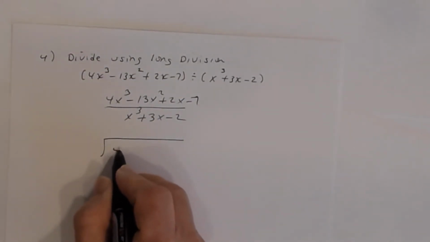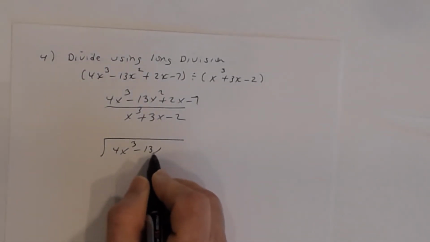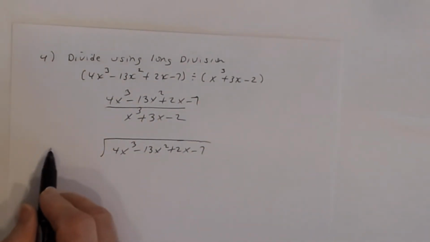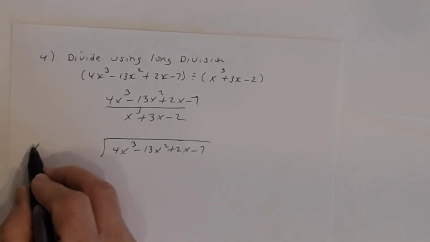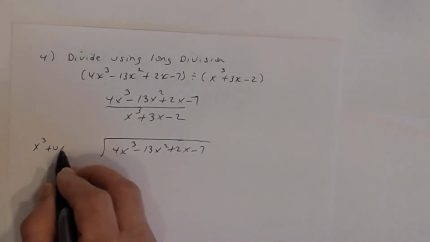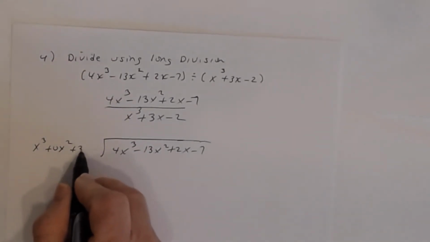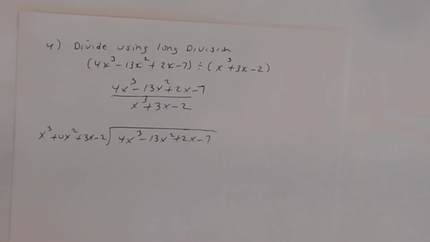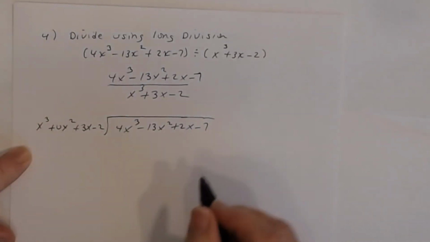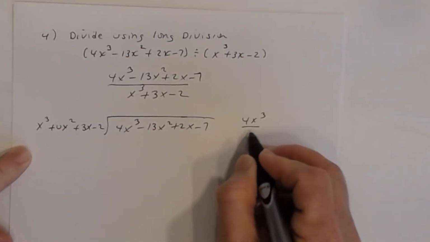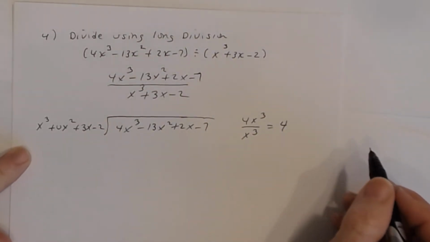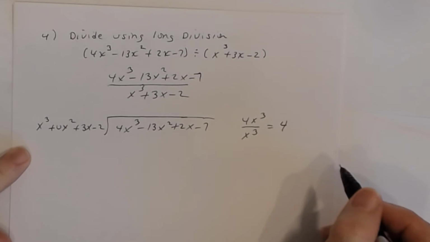So I'm going to put this here: 4x cubed minus 13x squared plus 2x minus 7. And I'm going to go ahead and put the missing terms here. So there'll be x cubed. See, the x squared is missing, right? So I'm going to put 0x squared plus 3x minus 2. All right, and then we do the long division. First into first. So 4x cubed divided by x cubed is just 4.